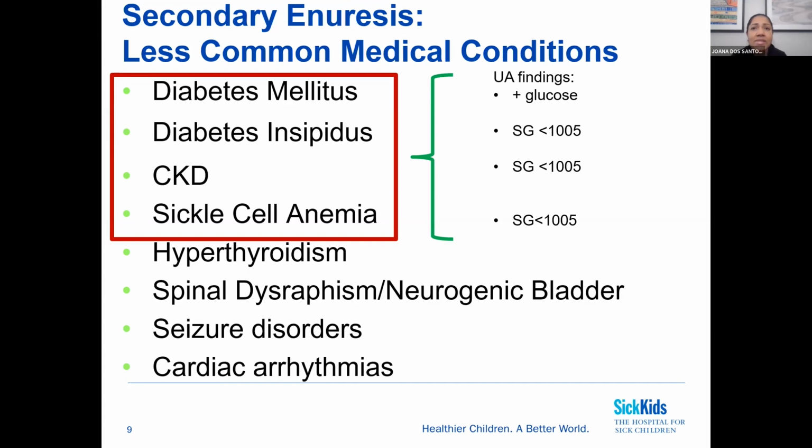Patients with diabetes insipidus have very large urinary volumes, not only at night, but throughout the day, and incredible thirst. Patients with CKD will have other associated signs and symptoms such as failure to thrive. They can have lethargy as well, change in appetite and things like that. And sickle cell anemia, at least in Canada, is a disease that's picked up in the newborn screening, and they will have other manifestations such as pain crisis, anemia, etc.